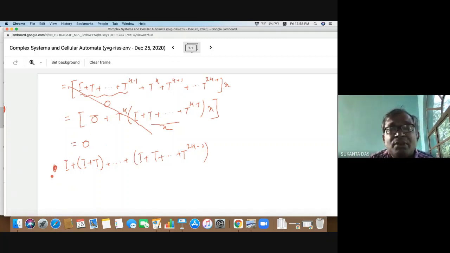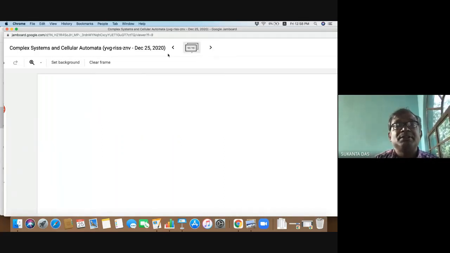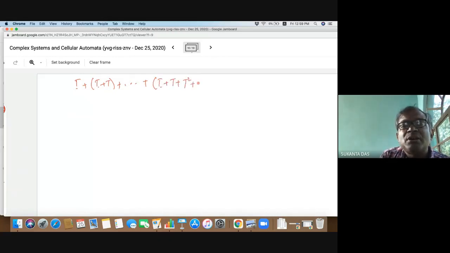Now, in a similar fashion, this was my expression. Let me go to the next part because it will take much space. Then I plus t, then dot, I plus t square, plus dot.